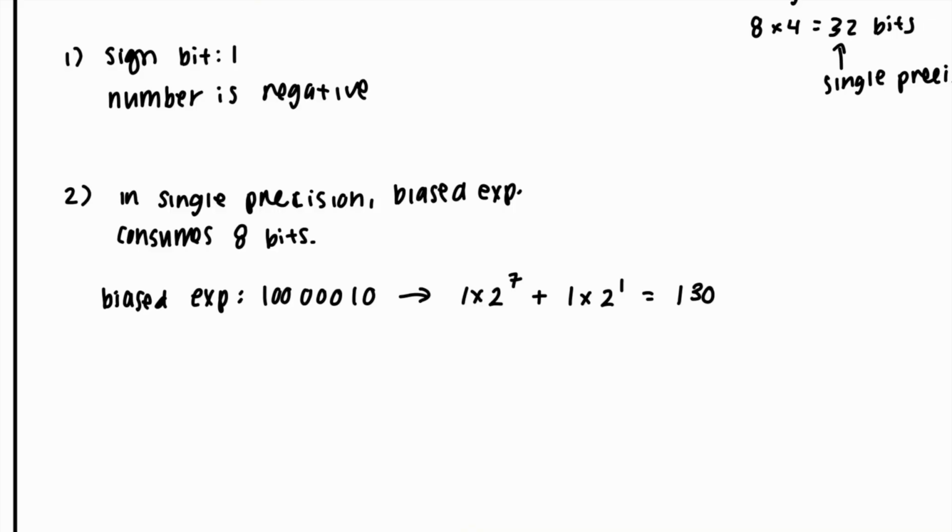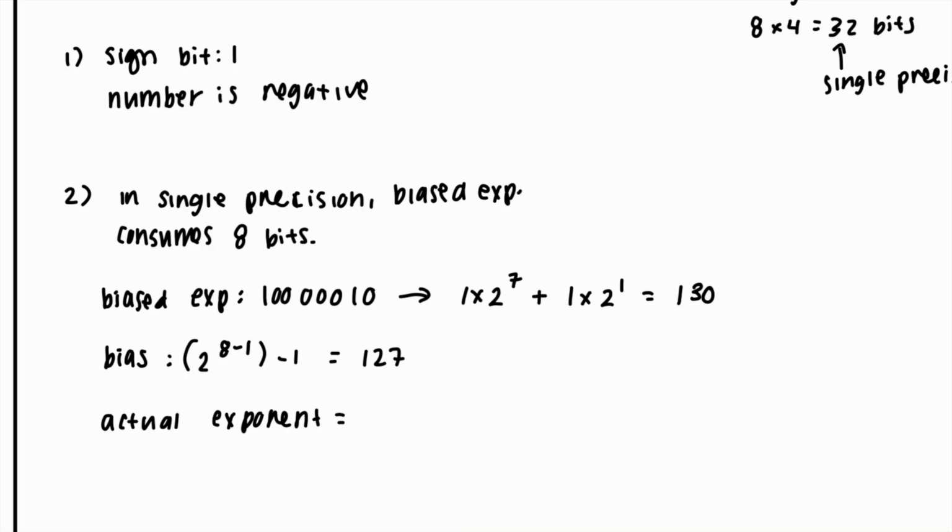We just calculated our biased exponent and we got 130. We know that our bias in the 8-bit system, 2 to the 7 minus 1, is going to be 127. So to get our actual exponent, which is E equals E minus B, we do 130 minus 127, which gets us 3. So that will be our actual exponent.